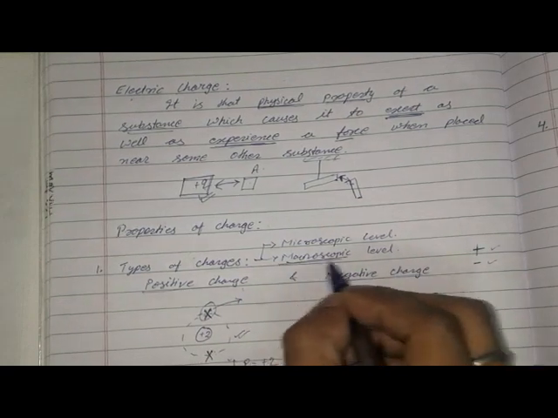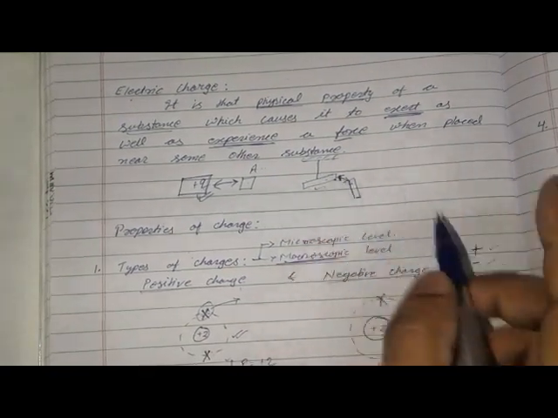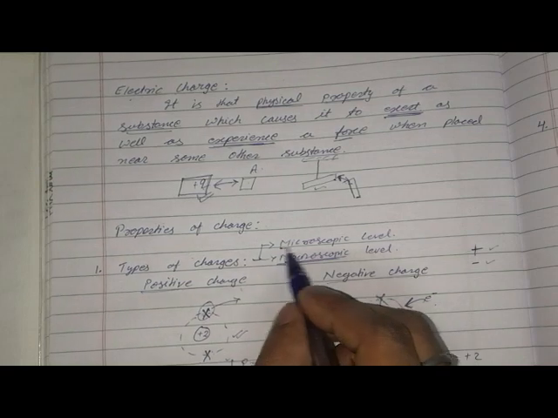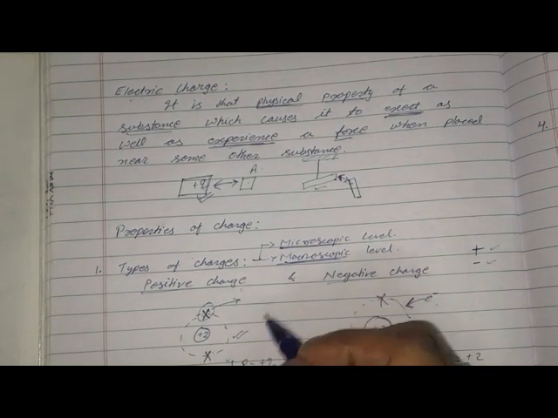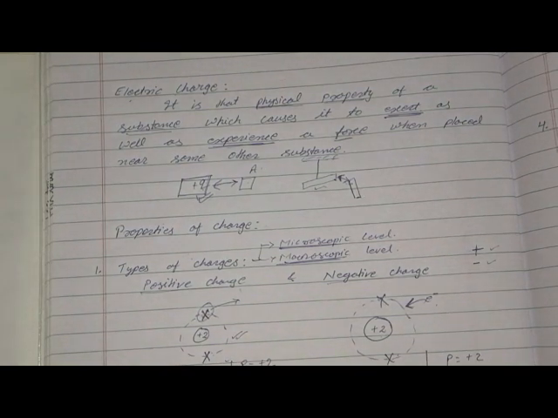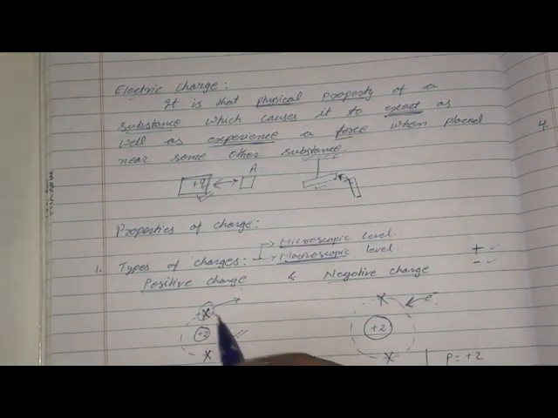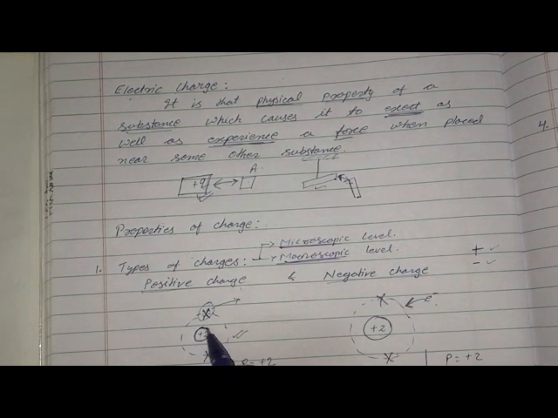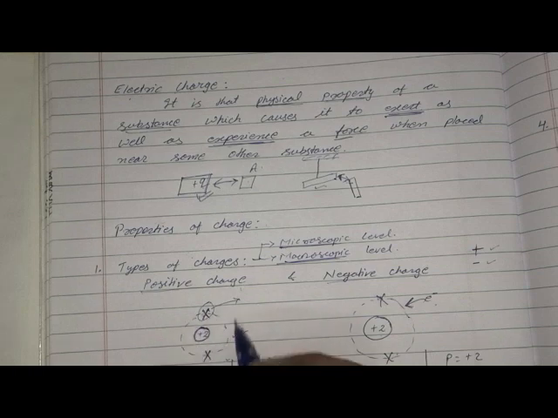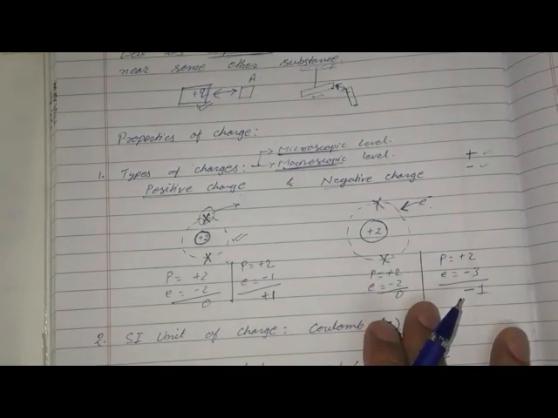The macroscopic level we have seen here and in the earlier example. The microscopic level, why it is happening and how it is happening, this we are going to understand here. See what happens, for example, you take any substance which has two protons in the nucleus and two electrons revolving around it. Hence this substance is neutral.